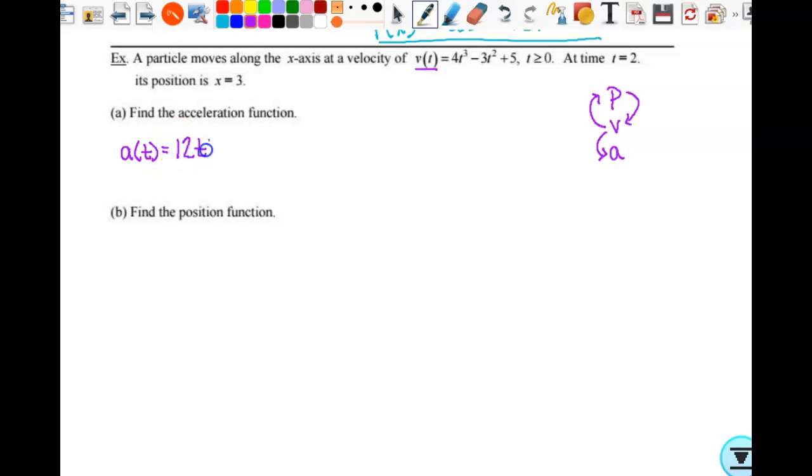12t squared minus 6t. And that's it, right? Okay.